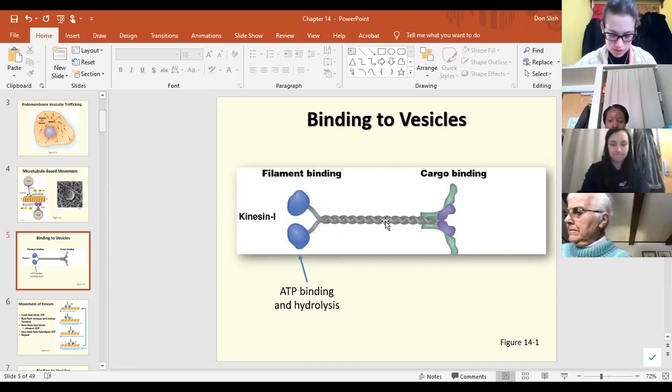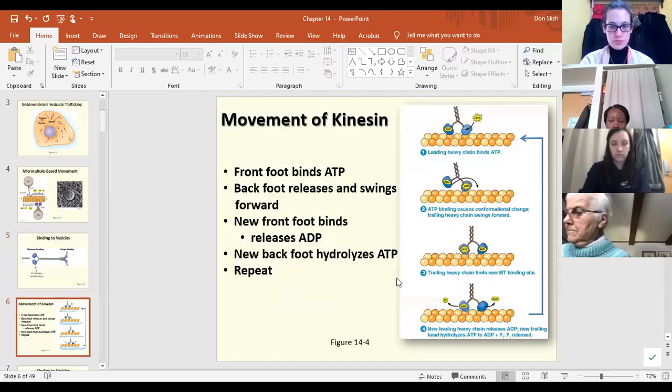You've got a homodimer here, and they're wrapped together by these tails. And then you've got cargo binding. So this is where the vesicle is going to attach, this cargo binding section. So how does kinesin work? It seems silly, but it kind of just walks along the microtubule as if it had two legs.